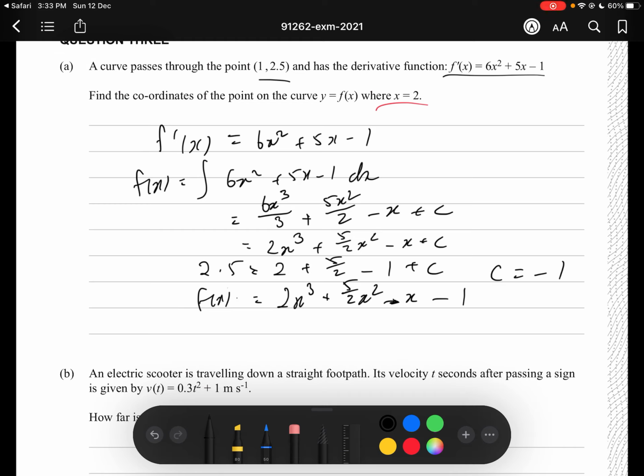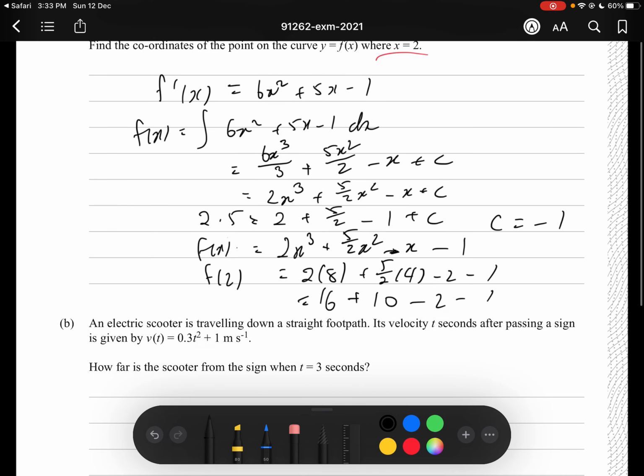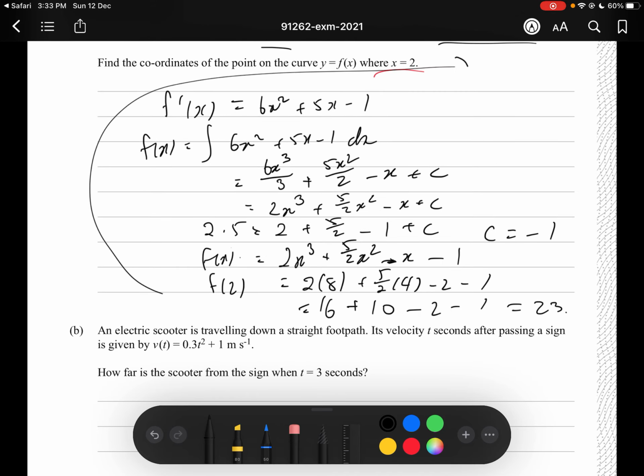And we need to substitute x equals 2 into our equation to find the point y equals f of x. So f of 2 is equal to 2 times 8 plus 5 over 2 times 4 minus 2 minus 1. That's equal to 16 plus 5 times 4 is 20, divided by 2 is 10, minus 2 minus 1. So 16 plus 10 is 26, minus 2 is 24, minus 1 is 23. So the point will be (2, 23). And that should be just an achieved question there.